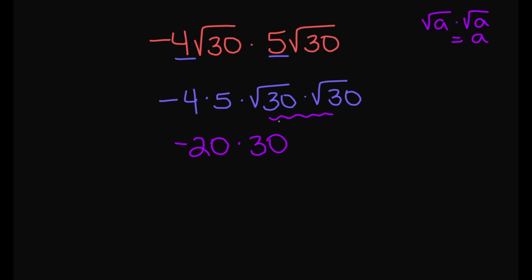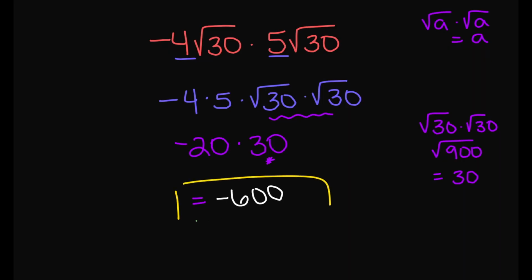So let's say you did not know about this property rule. So let's say you multiply the square root of 30 times the square root of 30. This is going to give you the square root of 900 because you're multiplying 30 times 30. And then the square root of 900, this is just going to equal 30. So as you can see, which is what we have here. So now we're going to multiply negative 20 times 30. This is going to equal negative 600.